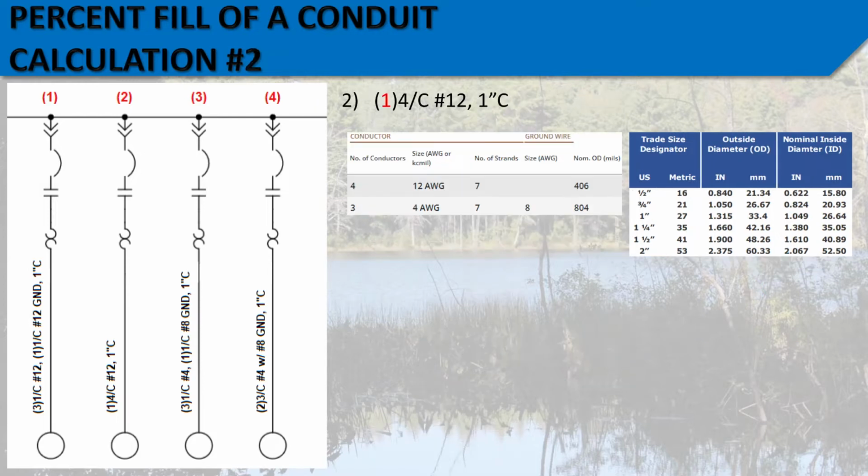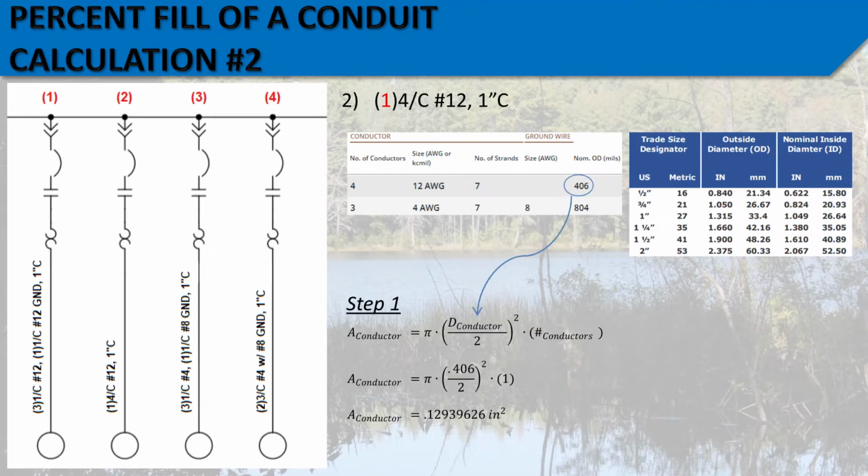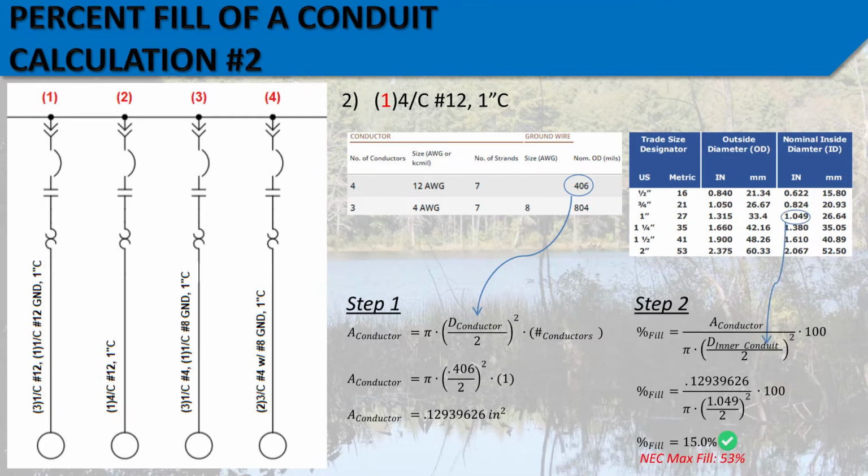Alright, so let's take a look at example number 2. In this scenario here, we have 1 4-conductor number 12 cable in 1-inch conduit. So similar to the last example, the first step will be to calculate the area of the conductor, or really the cable in this case, and plug in 0.406 inches into the formula. We get 0.1293926 square inches.